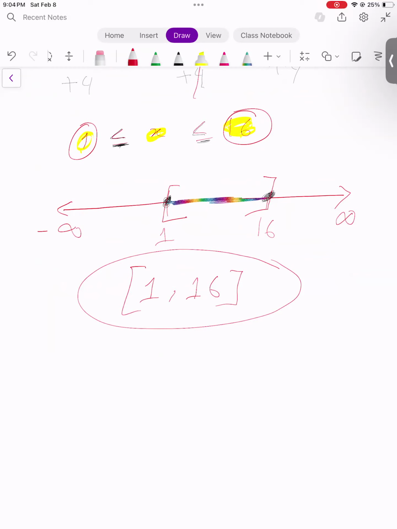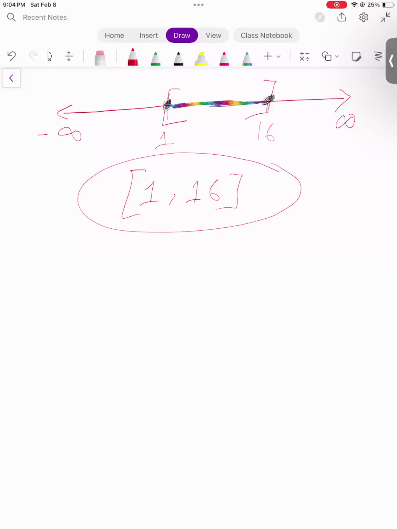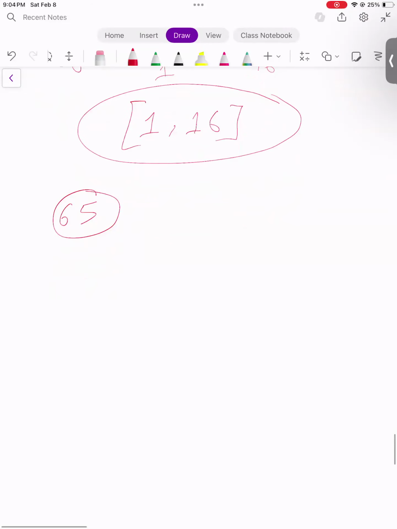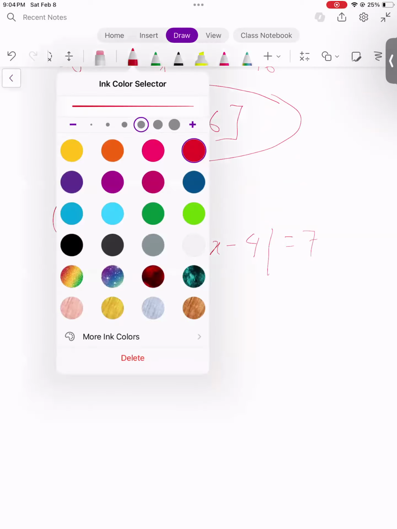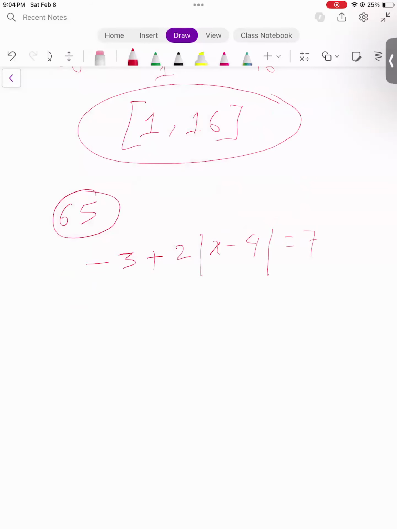Now let's go to 61 through 65. Let me do 65. I think once we do 65, you should be able to do 61. So this is an absolute value equation: -3 plus 2 times the absolute value of x minus 4 equals 7. If you have an absolute value equation, you write the absolute value expression on one side and the remaining terms on the other side. So we need to get rid of the -3 on the left.